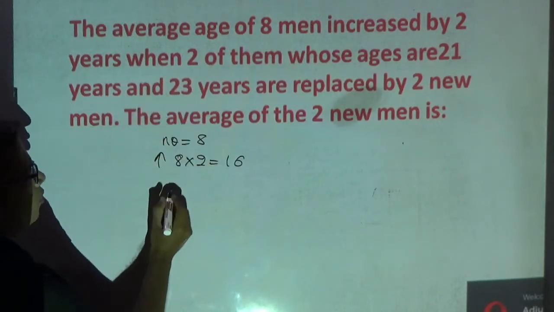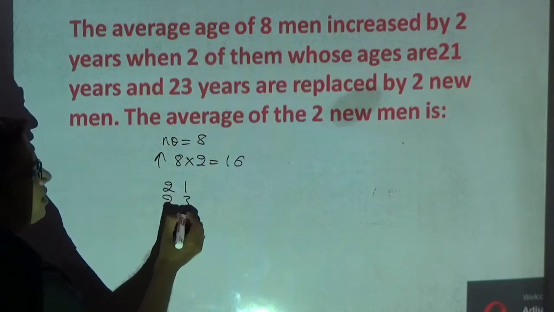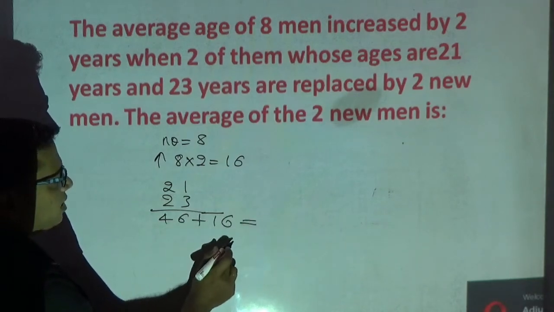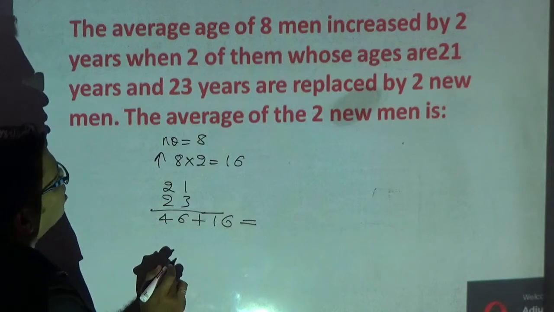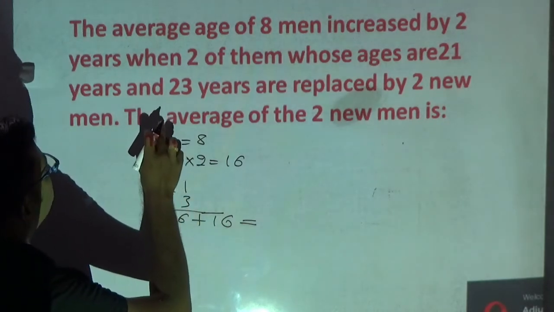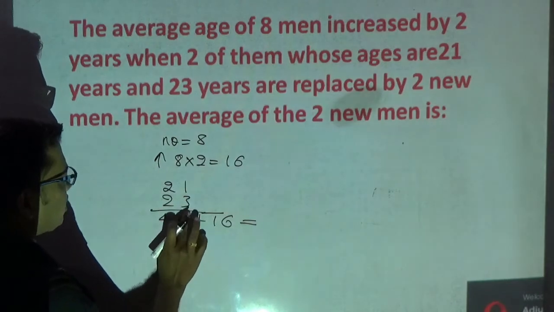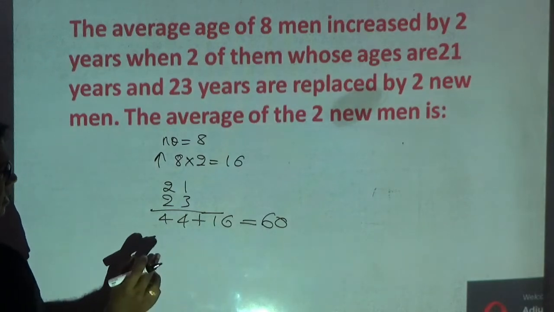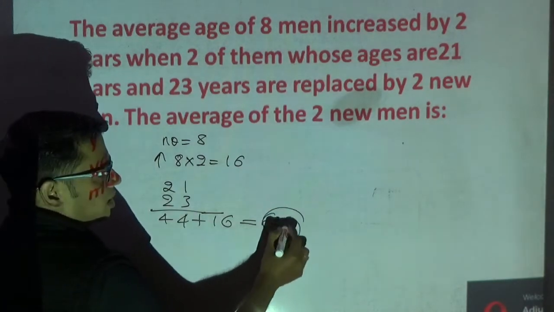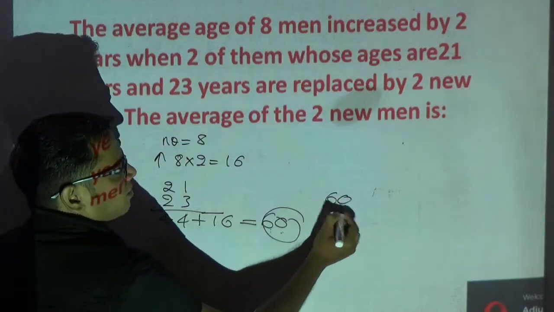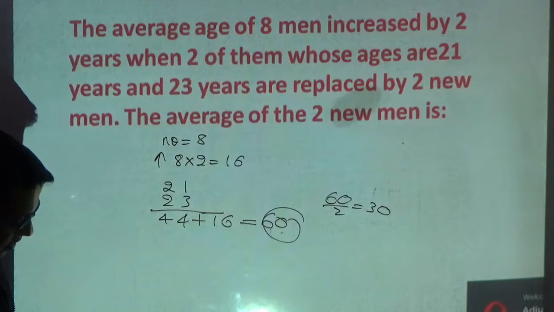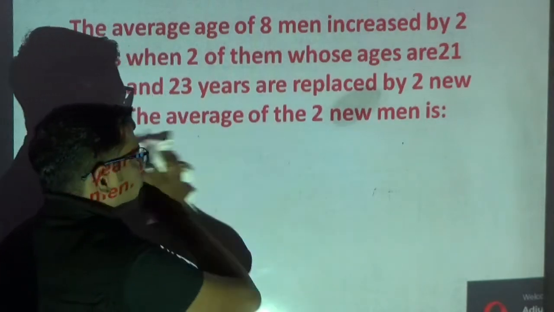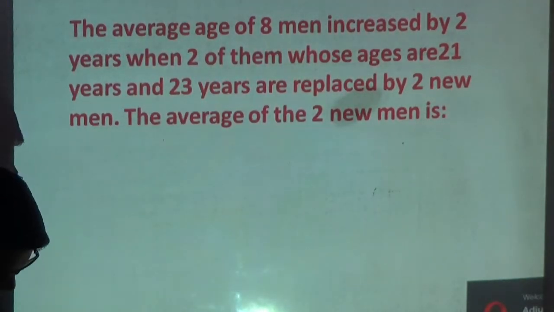What are the ages of the 2 people who are being replaced? One is 21, another is 23. That is 44. For them I can add 16. So this will be 60. Now what are they asking? They are asking for the average of the new two people. Their sum is 60, so the average is 60 by 2, that is nothing but 30. This is the shortcut. Like this you can solve this problem. I will go for the next problem now.